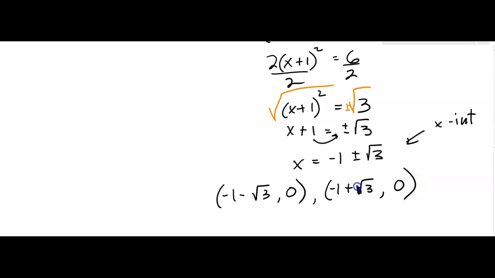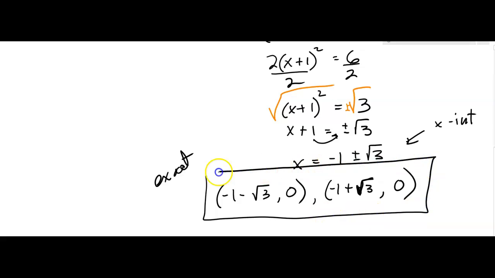Now, that's a square root. Those are what we call exact answers. They are not decimal approximations. In math, a lot of times we want exact answers. If they ask you for a decimal approximation, you could put it in a calculator and get one, but I would go with the exact answers. And those would be then the x-intercepts.